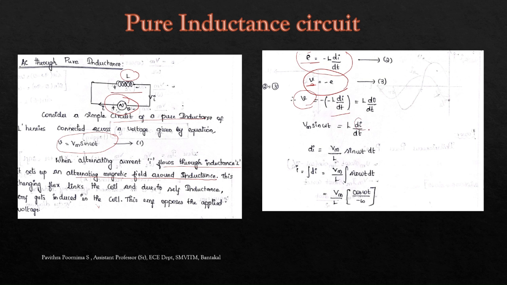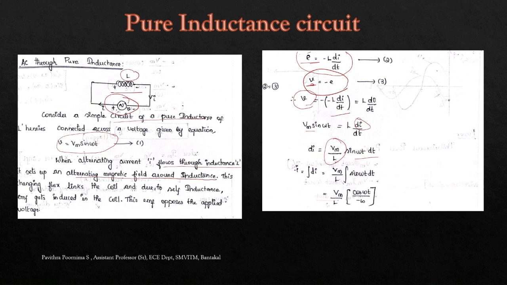For that, we keep only di on one side. So di equals, with the rest of the terms going to the other side, Vm divided by L sin omega t into dt. So keeping di on one side and taking everything else to the other side, L goes to the denominator and dt goes to the numerator. So di equals Vm by L sin omega t dt.